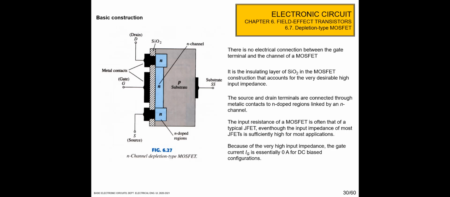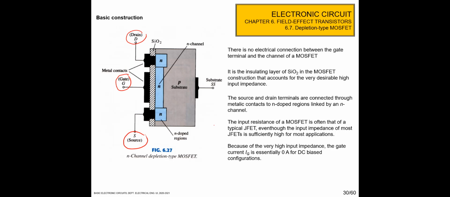Today I will continue the introduction of FET. After we learn about the JFET, this time we will learn about the depletion type of MOSFET and the enhancement type of MOSFET. You can see from here, this is the N-channel depletion type of MOSFET. We have three terminals like a JFET: source, gate, and drain. And this is the N-type.